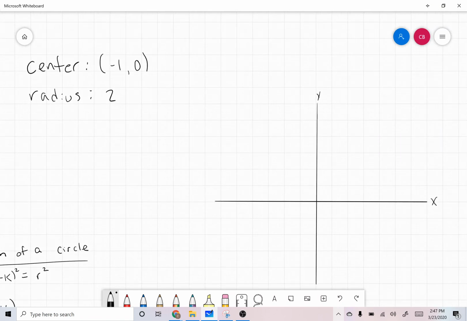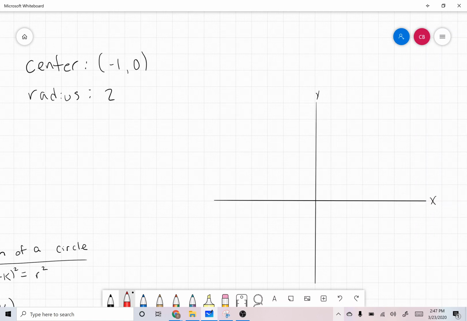So the first thing we're going to do is graph the center, which is at -1, 0, so that would be right here. All right, so we've got the center of this circle graphed. Now, the radius is 2, so we know that every point is 2 away from that. We go 2 to the right, 1, 2. There's going to be a point to the top, 1, 2. We go 2 left, 1, 2. And we go 2 down, 1, 2. Now that we've got all these points, we can attempt to draw our circle.